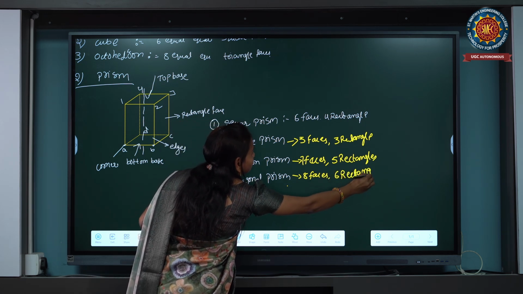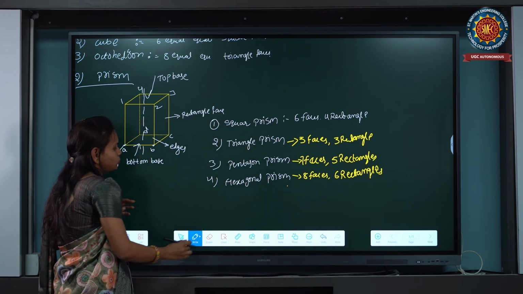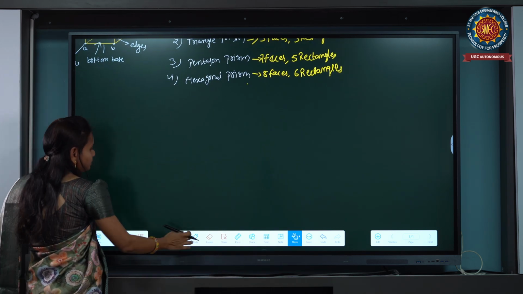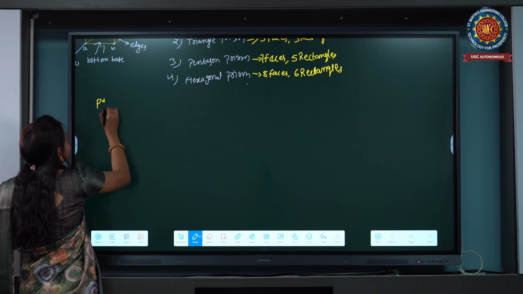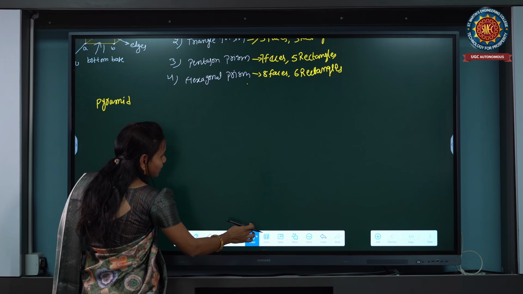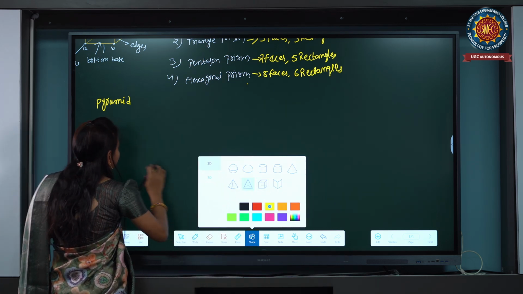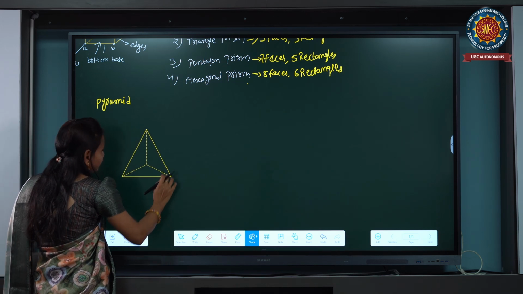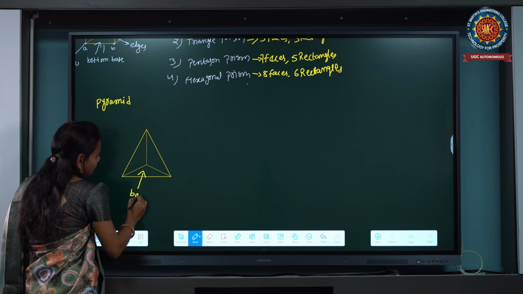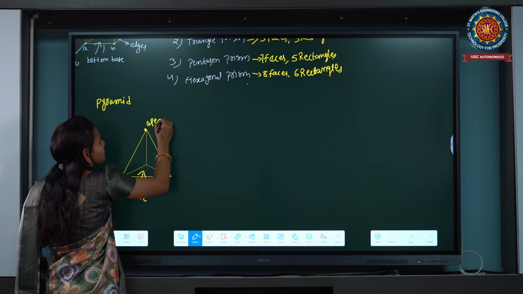6 rectangles. So this is about the prism. Next one is pyramid. What is a pyramid? I am taking one example of a pyramid. So this is the pyramid. This pyramid has only one base and one apex point. So what is an apex point?